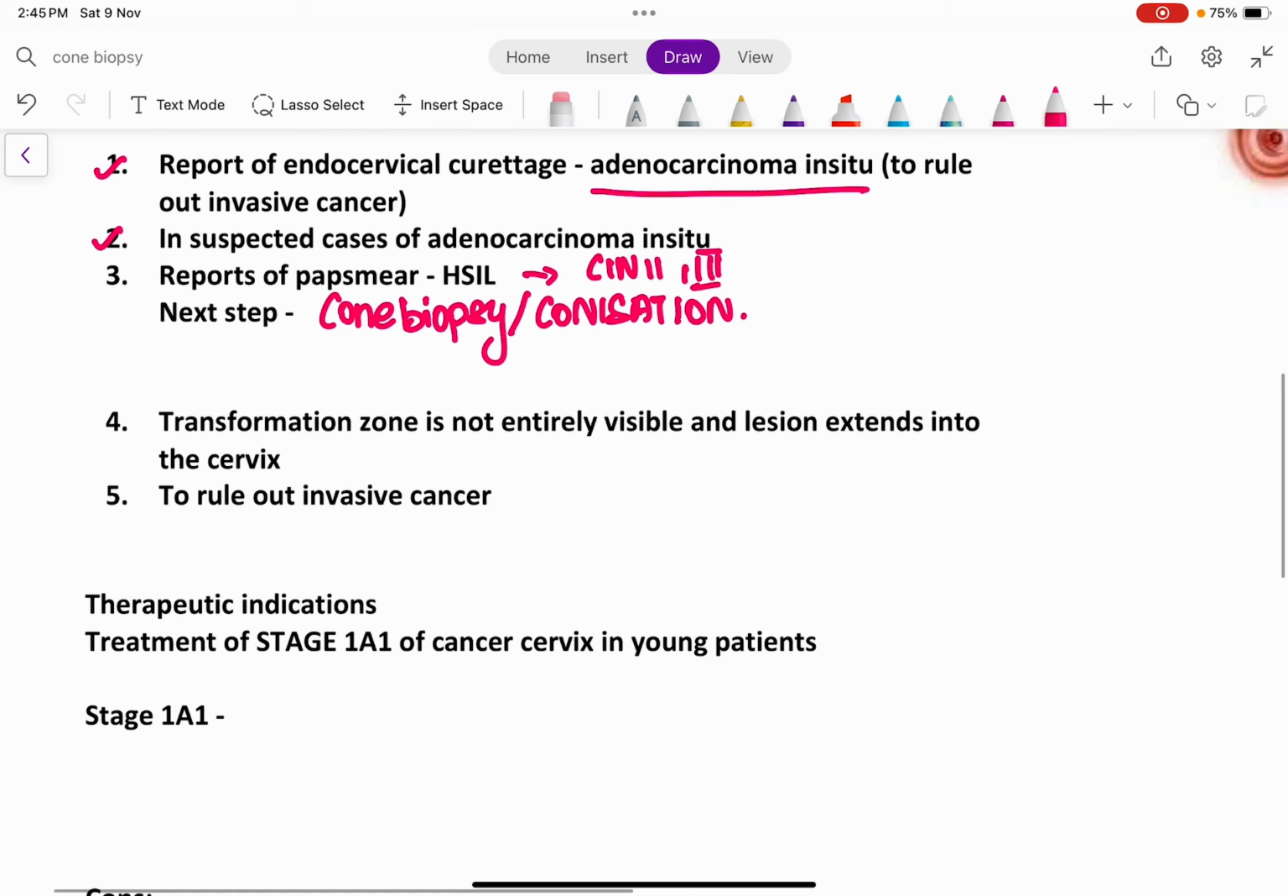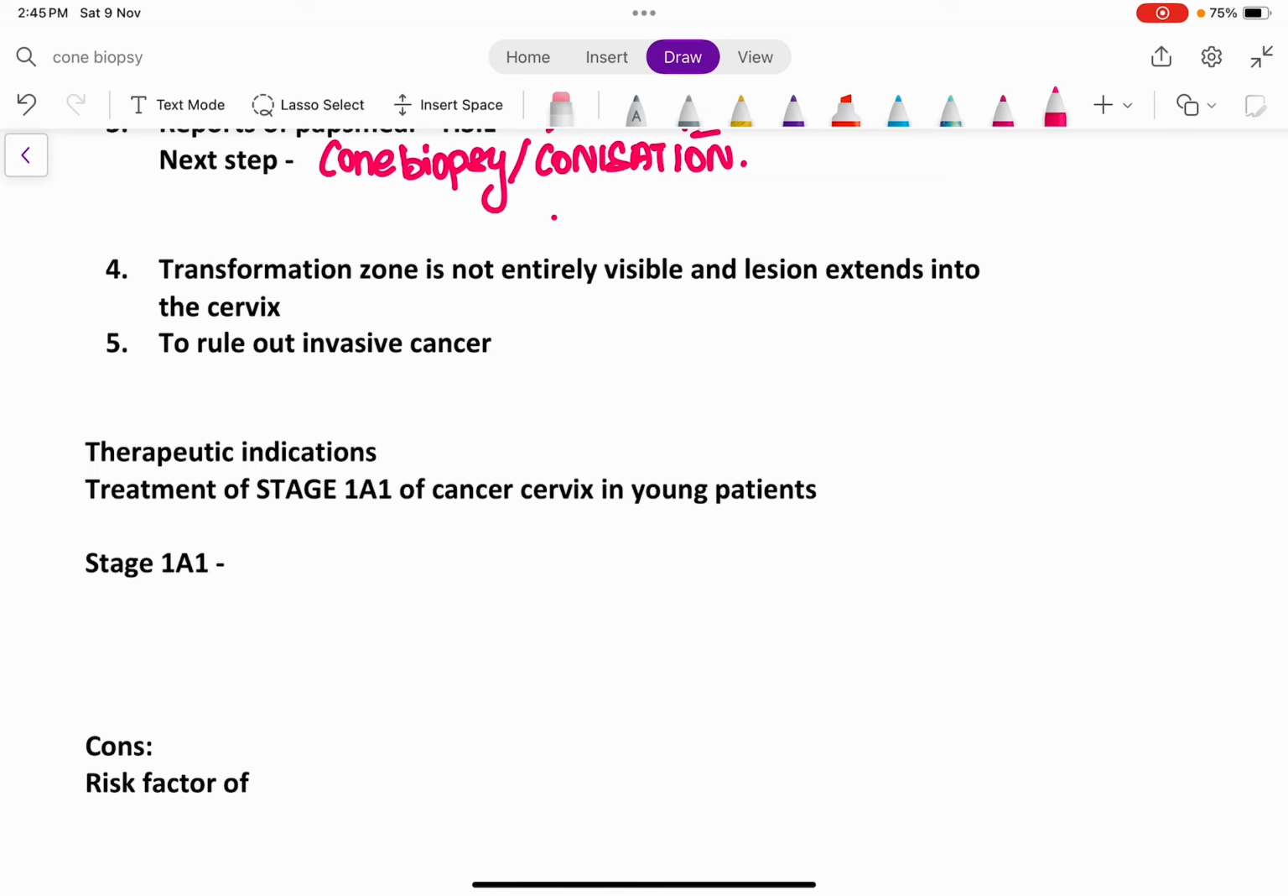Is that clear? Okay. And then if the transformation zone is not entirely visible and you can see some lesion that is extending inside the cervix, that is, it is extending into the endocervical canal, in that case you can do two things. One thing is that you can perform endocervical curettage, and following this endocervical curettage you definitely have to do cone biopsy in order to rule out any invasive cancer. So if the transformation zone is not entirely visible, that is transformation zone type 3, and the lesion is extending into the cervix, you can do cone biopsy as the next step. Is that clear? Cone biopsy.